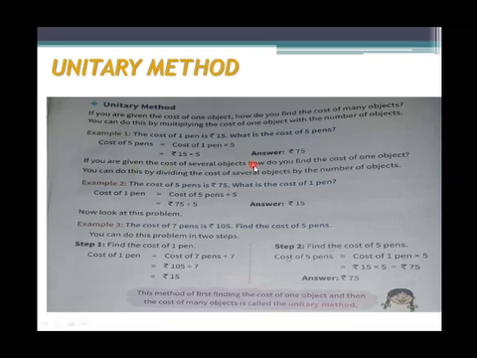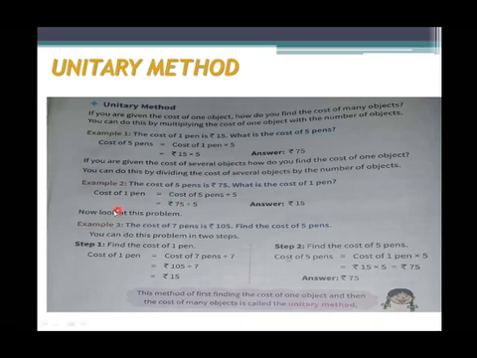If you are given the cost of several objects, how do you find the cost of one object? You can do this by dividing the cost of several objects by the number of objects. See this next example. The cost of 5 pens is 75 rupees. What is the cost of 1 pen? Here the cost of 5 pens together is given, and they have asked you to find the cost of 1 pen.